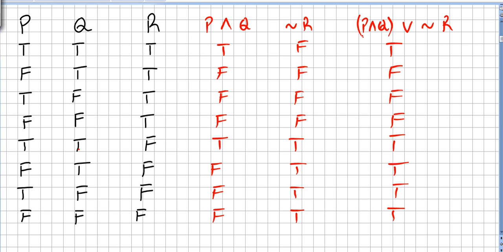Here you have this compound proposition with three propositions. So P and Q first. My first idea is I say P and Q or non-R. And mind the brackets, because obviously the brackets change everything.